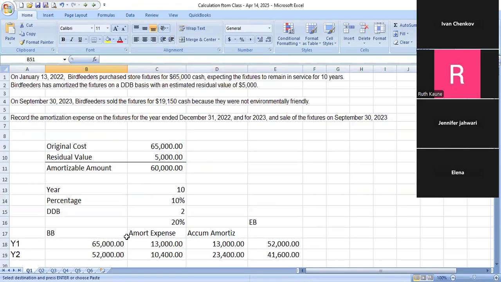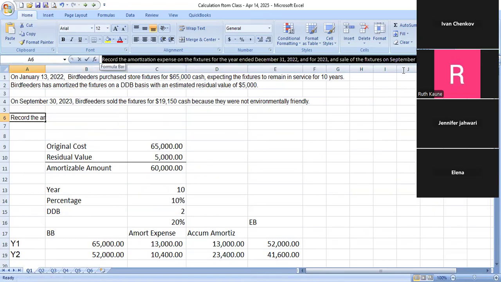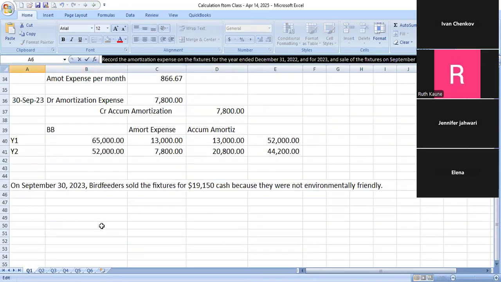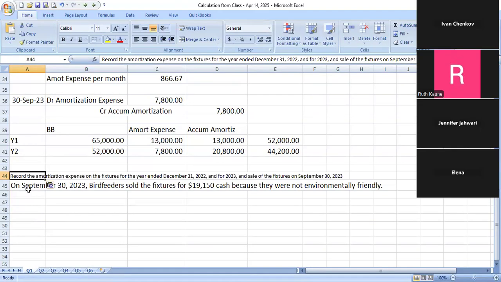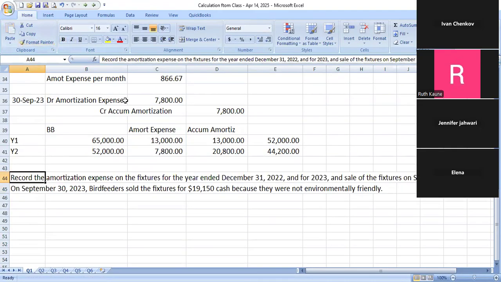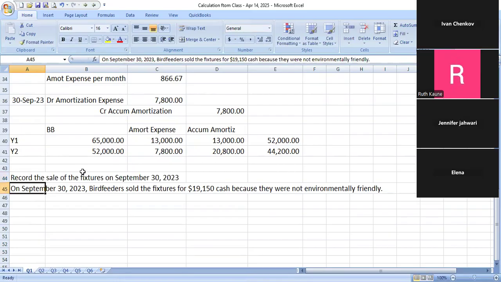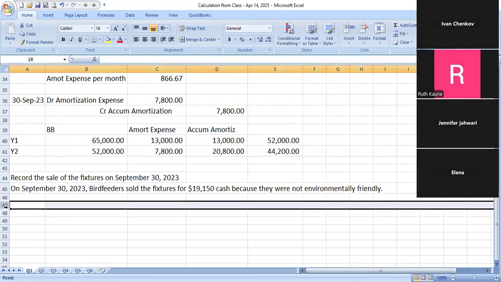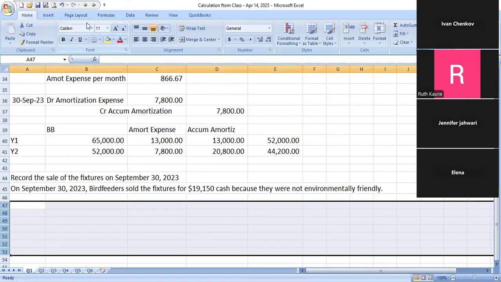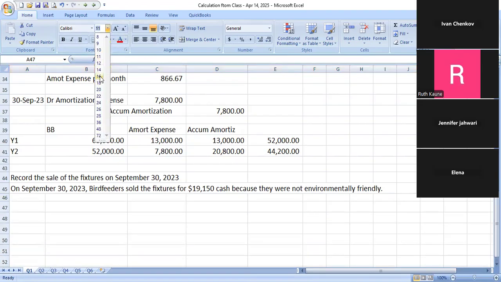What do we have to do? The last thing that we have to do is record the sale of the asset. Let's get rid of this. So we have to record the sale of the fixture on September 30th, 2023. So let's start doing this journal entry. Now you can jump in, Elena, and tell me which account I'm going to debit now.